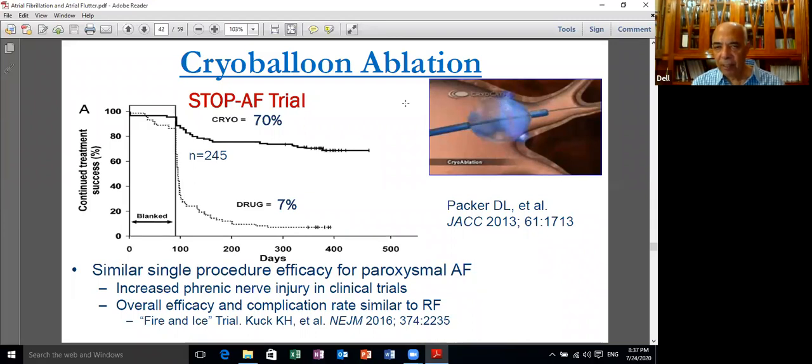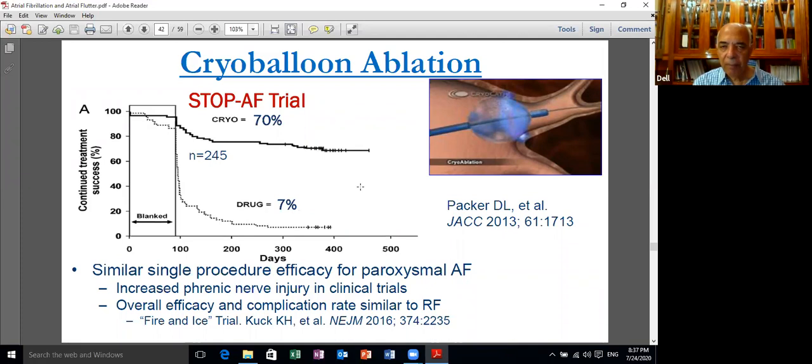You cannot ablate the posterior wall of the left atrium. You cannot ablate the roof of the left atrium. You cannot connect the inferior pulmonary veins with the mitral annulus. But despite that, in the Stop AF trial, cryoablation was successful in controlling atrial fibrillation in about 70%, in contrast to only 1/10 of this figure for drug therapy.